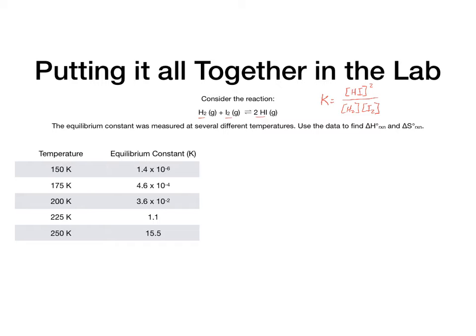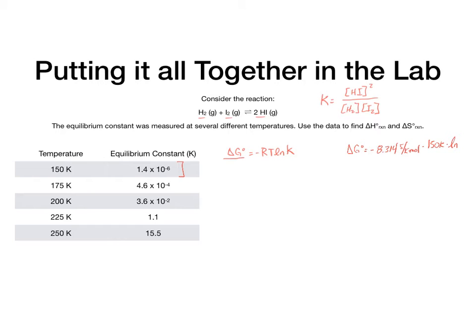And so in order to find delta H and delta S, the first thing that we are going to have to do is find delta G. And delta G is equal to minus RT ln K. And so I'm going to do one example here, and then I'm going to just plug in and report out the values. And so for this first data point, we have that delta G is going to be equal to minus 8.314 joules per Kelvin times mole times 150 Kelvin times the natural log.